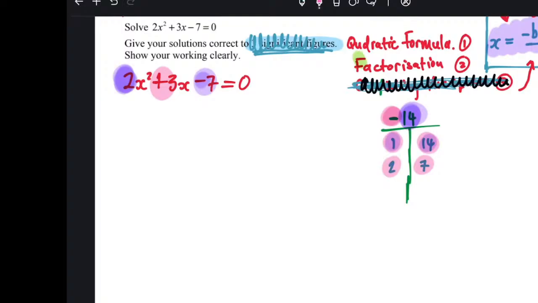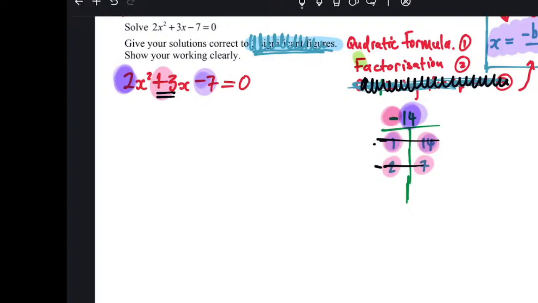Which one will give us 3? 14 minus 1, not 3. 7 minus 2, that's 5, not 3. So there's nothing. So factorization doesn't work. That means we use the quadratic formula.